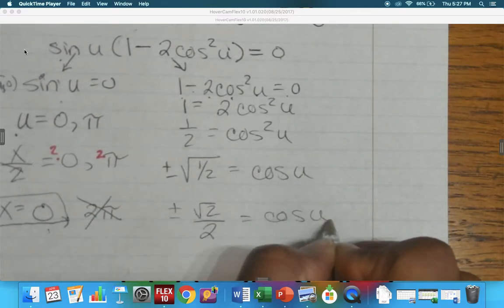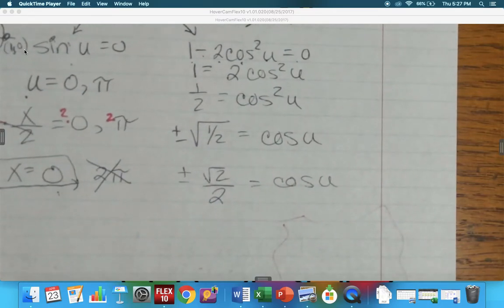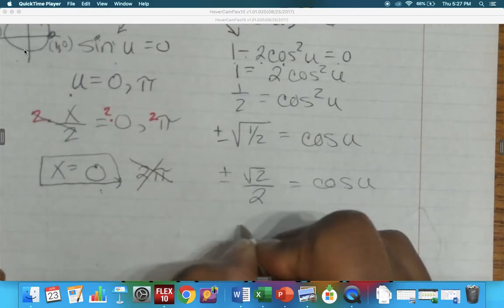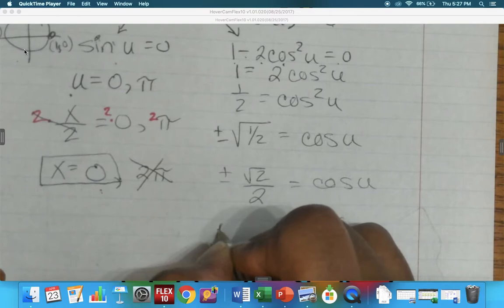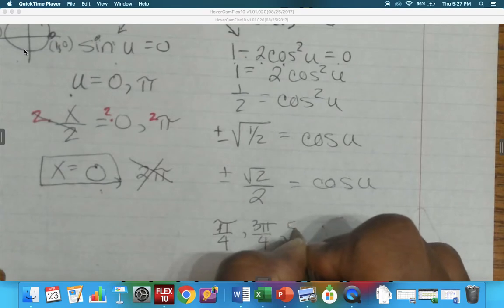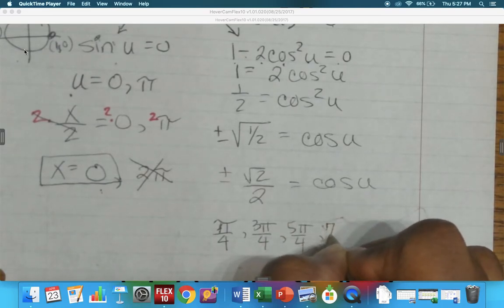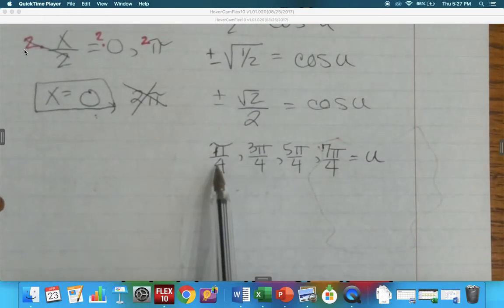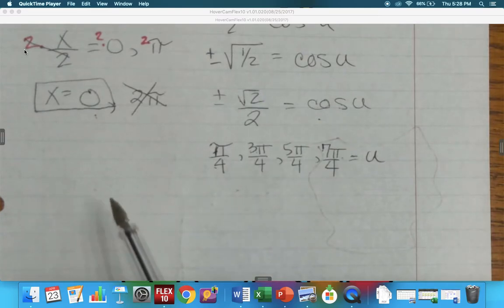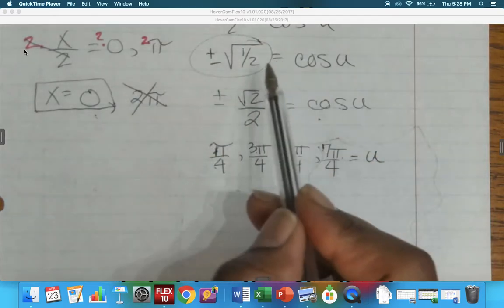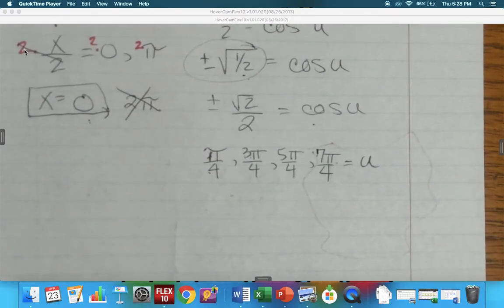And we know where cosine is root 2 over 2. Right? What angles is cosine root 2 over 2? All the 45s. So that means I'll do them in radians. So pi over 4, 3 pi over 4, 5 pi over 4, 7 pi over 4 are all my possible answers for u, because all these are the places where cosine is either positive or negative root 2 over 2. Okay, and if you don't remember that this is root 2 over 2, just rationalize the denominator, get that 2 out of the denominator, and you'll see that it's the same as root 2 over 2.